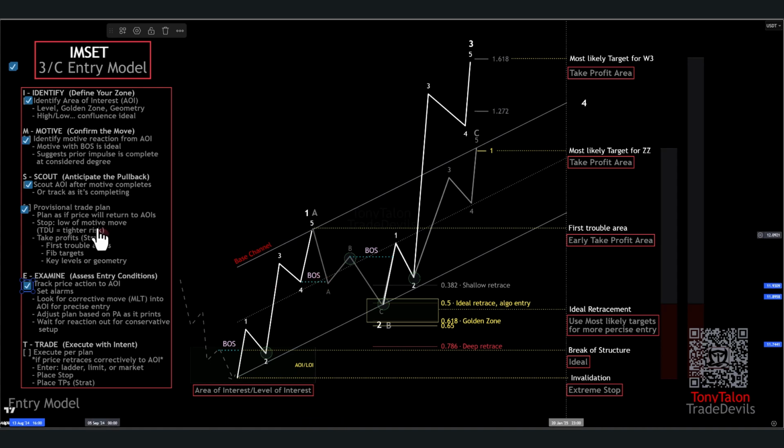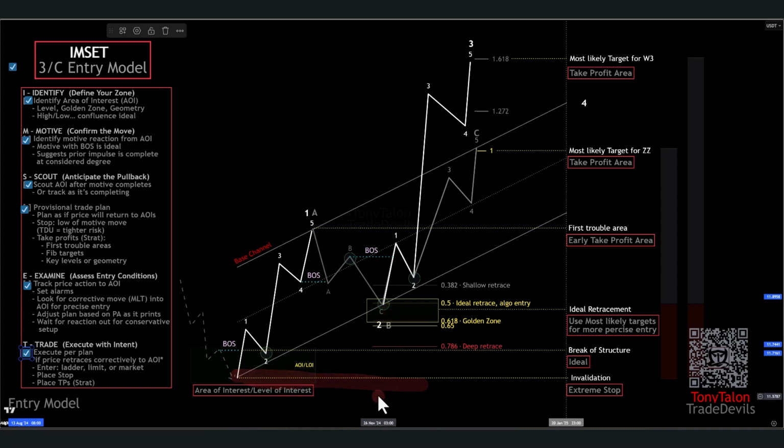The next thing we're going to do is trade the plan here, which is probably the easiest thing to do at this point. You already have everything laid out ahead of time. You have price coming into your area of interest. Now you just have to set up and lay out the plan. We already know where the stop is. The stop at the most extreme is going to be down here.